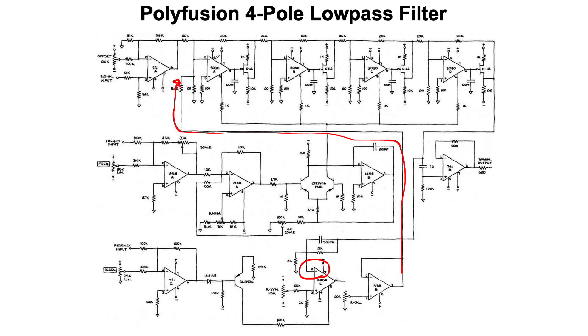Again, it's coming into the negative terminal, but because we have 4 of these stages and this whole thing isn't inverting, we needed to get the inversion from elsewhere, so we're getting the inversion from here.